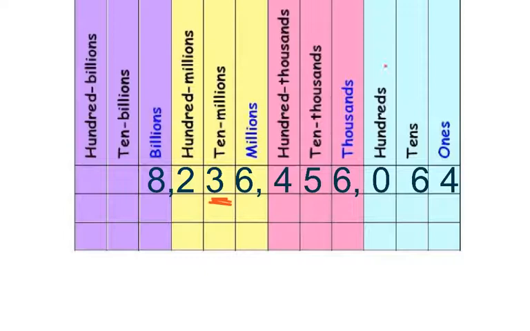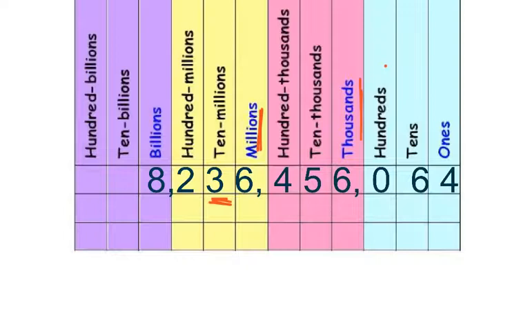And then the next period is the thousands, so everything ends with the name thousand. So you have thousands, 10,000s, 100,000s. Then we get into the millions period, and so we have the millions, then the 10 millions, and then the 100 millions. Finally, there's the billions.